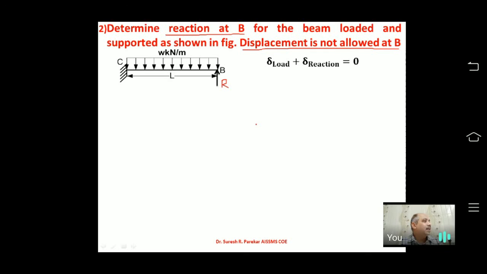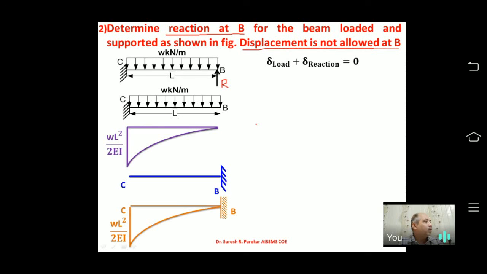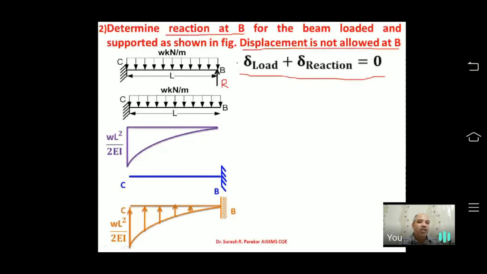And now I will not explain this, because we know we can find displacement if you remember the formula. If you remember that formula for W, then you can go directly also. So we have delta load plus delta reaction, that should be equal to 0. This equation plays an important role. Or you can write delta load equal to delta reaction, because delta load is minus and delta reaction is plus.